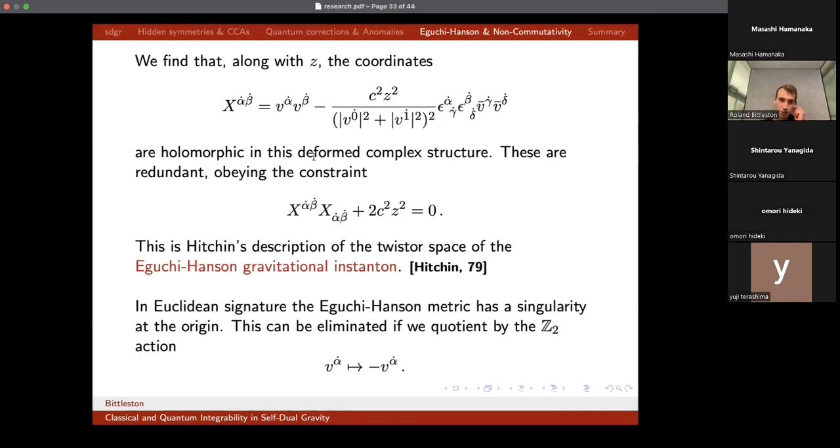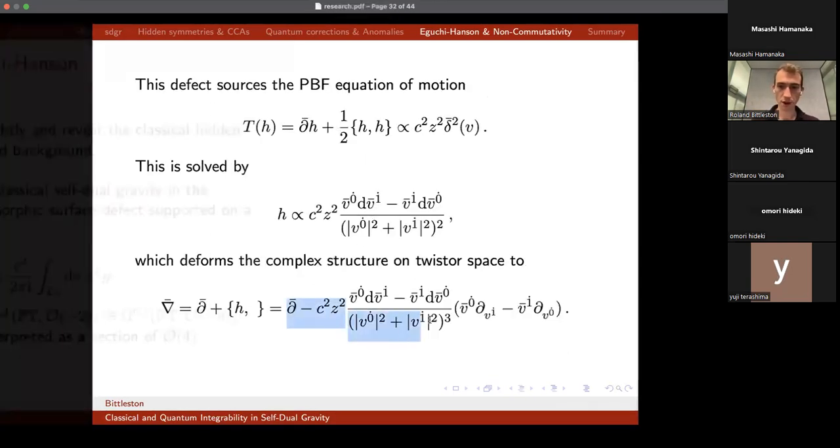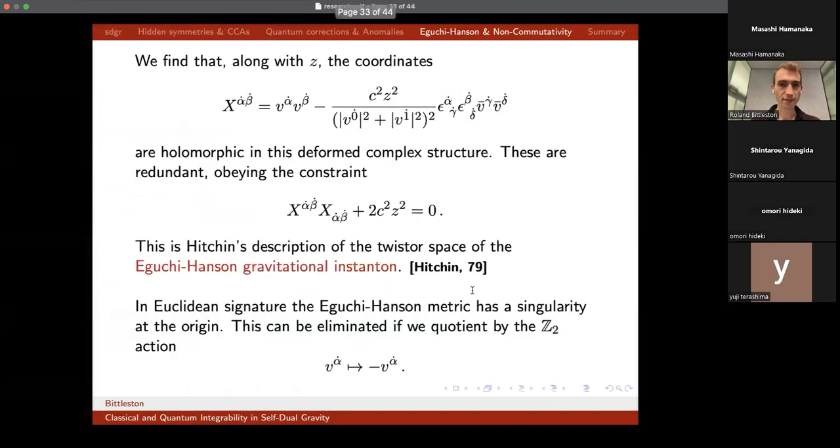To find out what that is, we should find out what the curved twistor space is. So we can write down new coordinates, which are holomorphic with respect to this deformed D-bar operator. And you can show that these x alpha dot beta dot, where this is symmetric in alpha dot beta dot, are holomorphic.